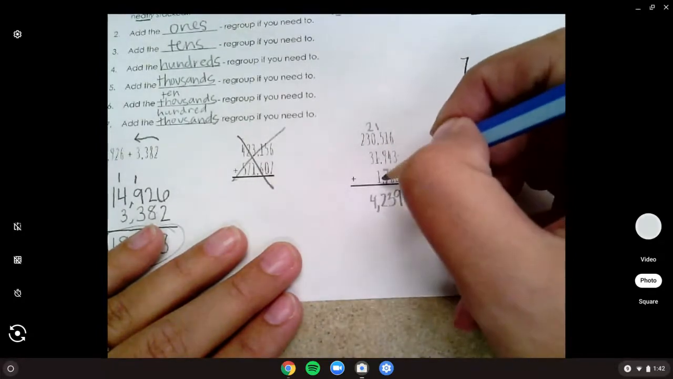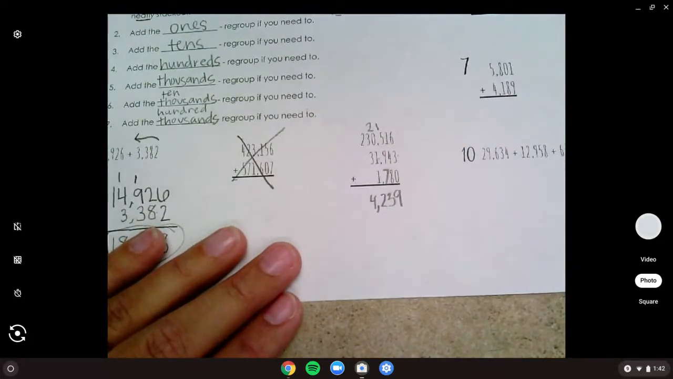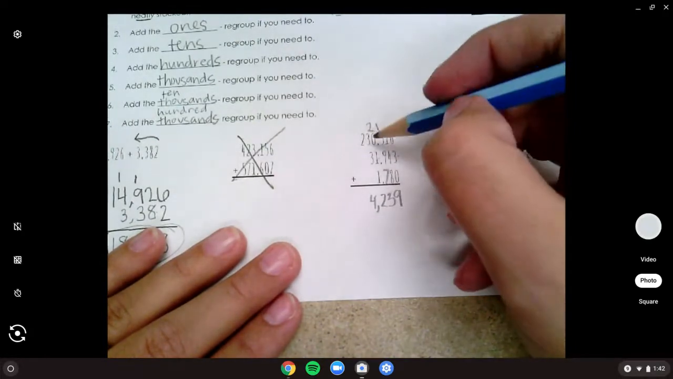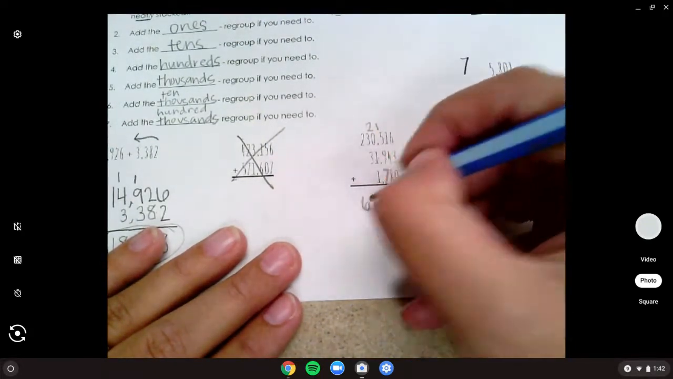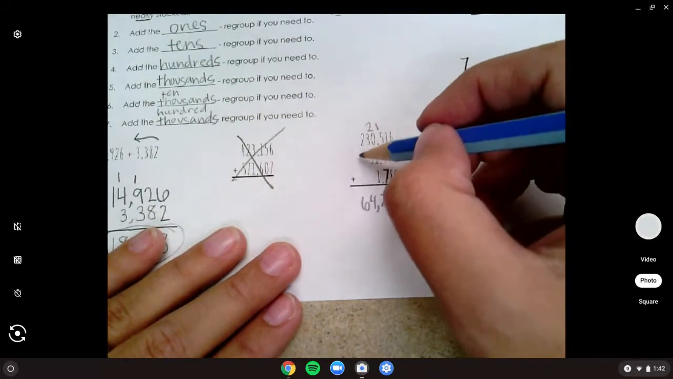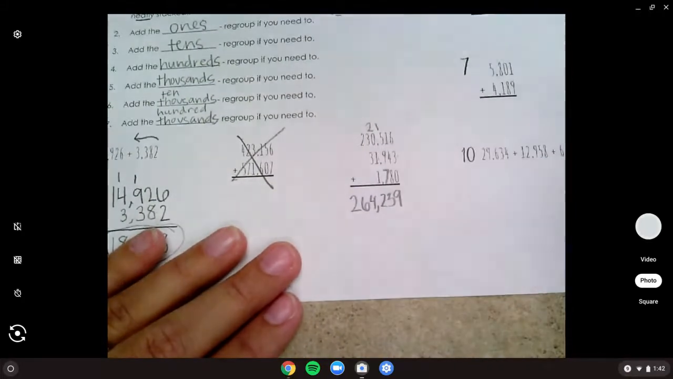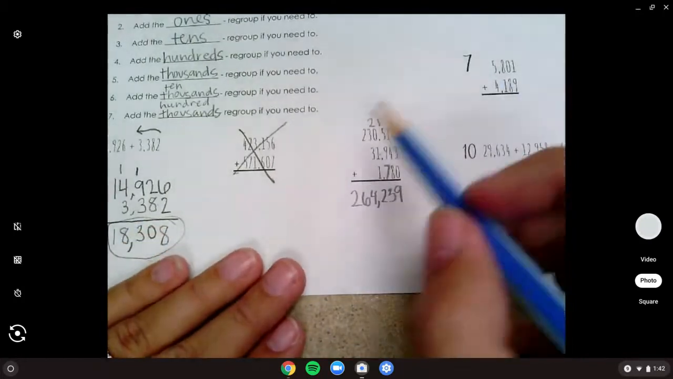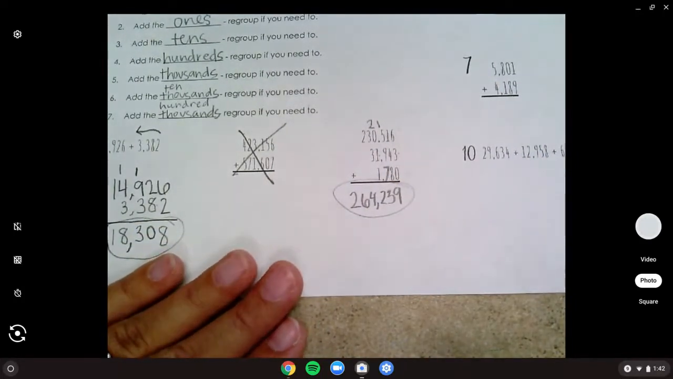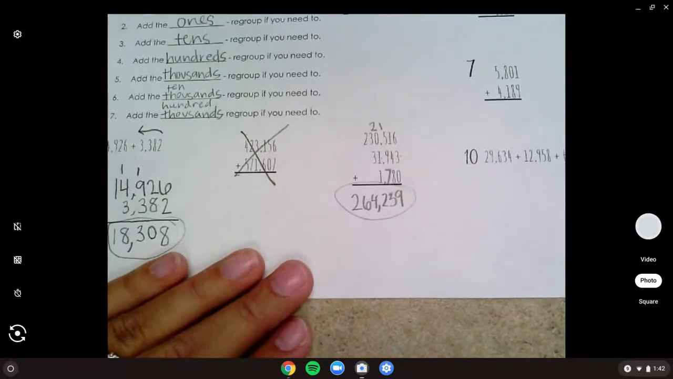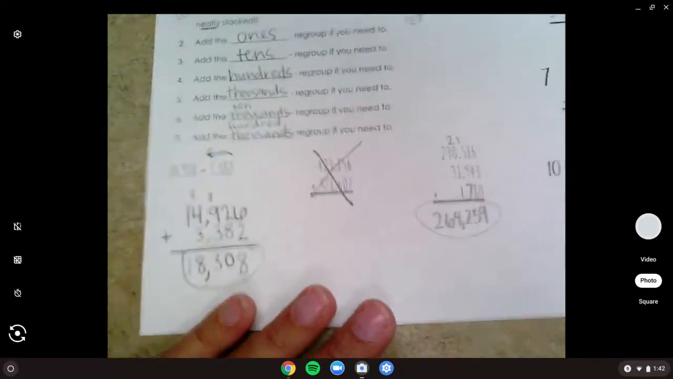I know those numbers were really skinny, so mine's getting a little off, and that's okay. Now I'm thinking 3 plus 3 plus nothing. Well, 3 plus 3 is 6. And then I know 2 plus nothing is 2. So this time my sum was 264,239.